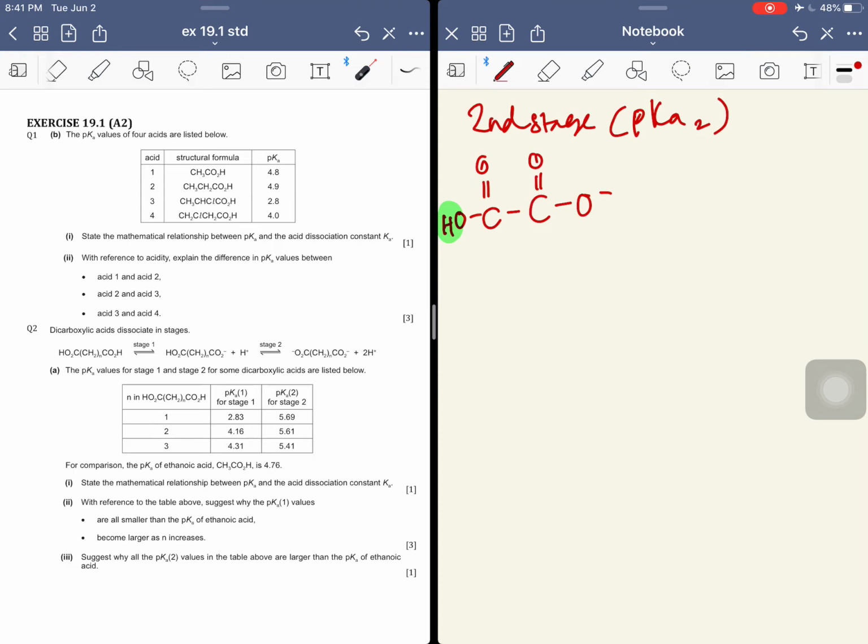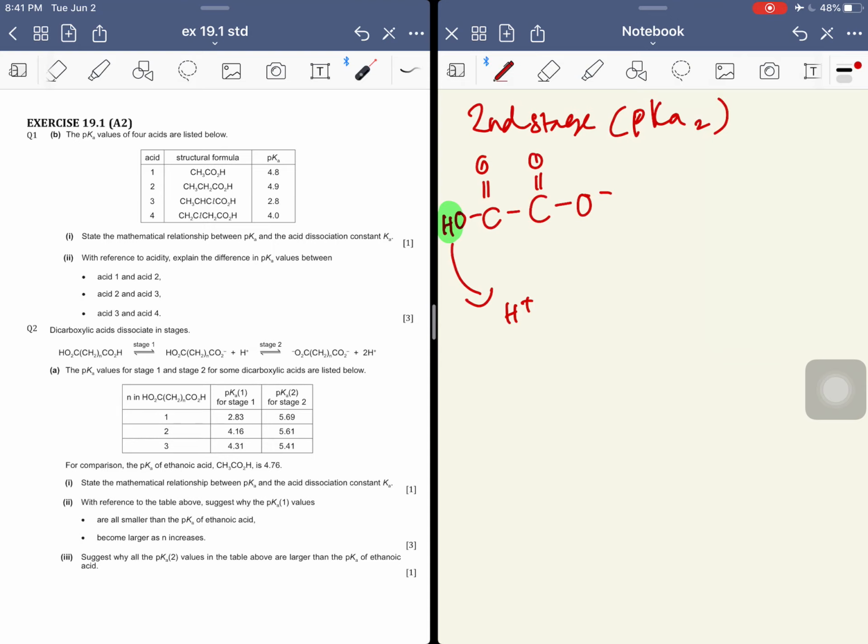It is not easy to remove positive things from a negative person. Okay, you want to remove H plus, right? So you think about it, you are removing positivity from a negative person. You do not want to do this. A negative person wants to hold on to the positivity. You do not want to take it away. So this ion will become very unstable.